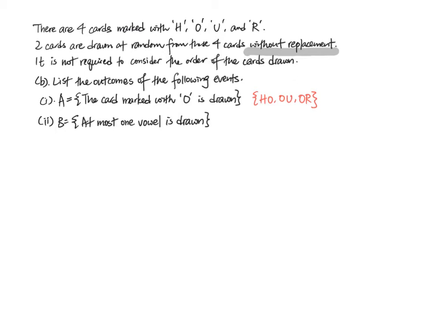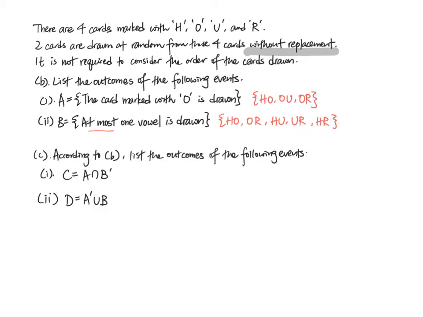Okay, so we could have HO, we could have OR, and we could have HU and UR. But don't forget to include HR because we're talking about at most one vowel. Okay, so we could have these ones with one vowel and this one with no vowel, right?